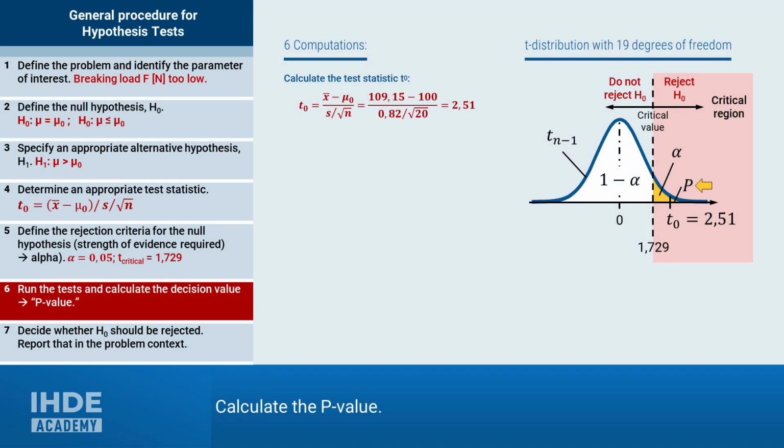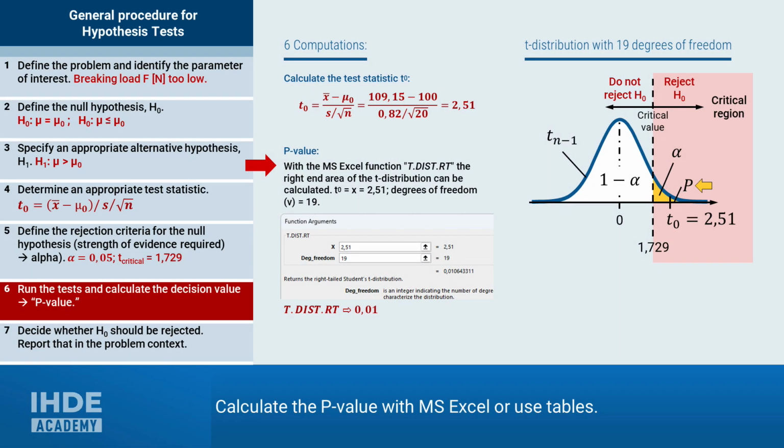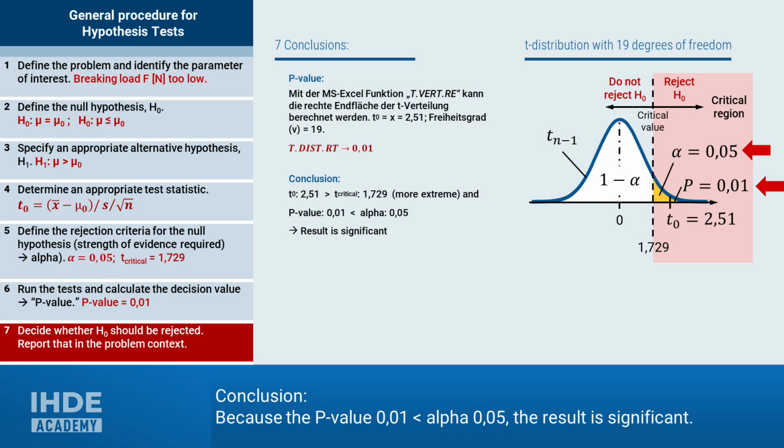Although the p-value could also be approximated using the table used previously for the quantiles of the t-distribution, we want to be more exact here and use MS Excel for this purpose. To do this, we use the t.dist.rt function. With the value t0 of 2.51 and the degree of freedom 19, the probability of the p-value is 0.01. As with a comparison of T0 with the critical value, we again get a significant result.